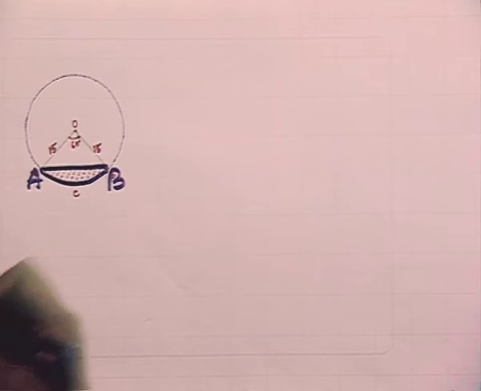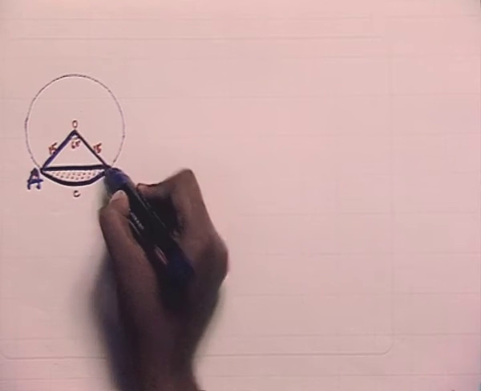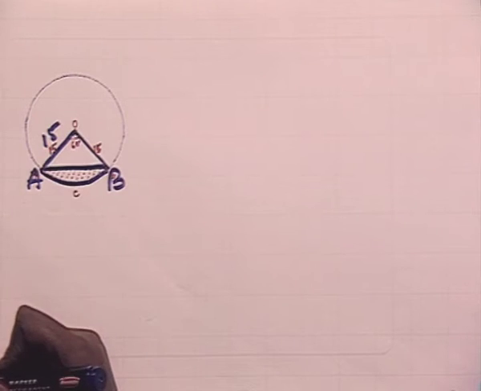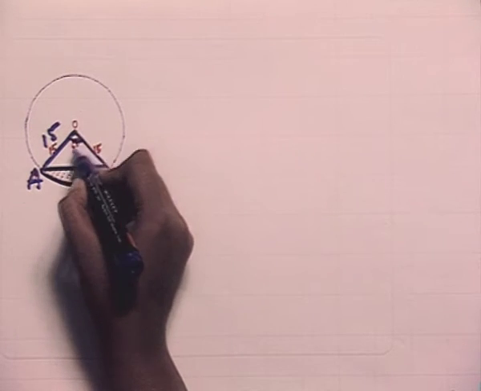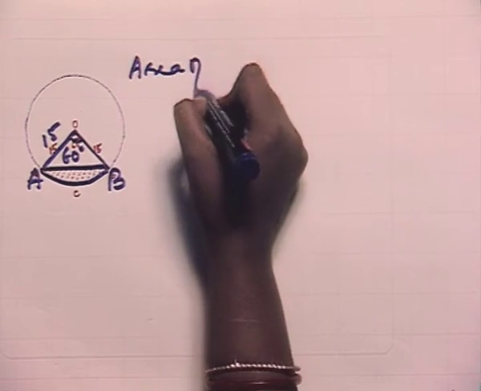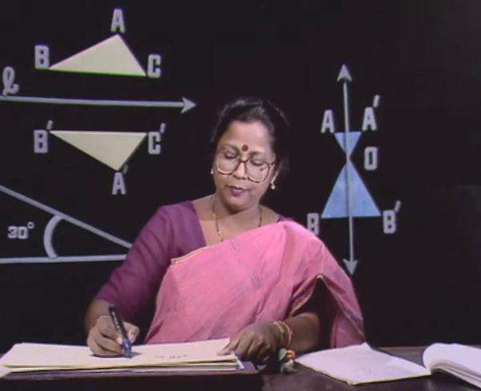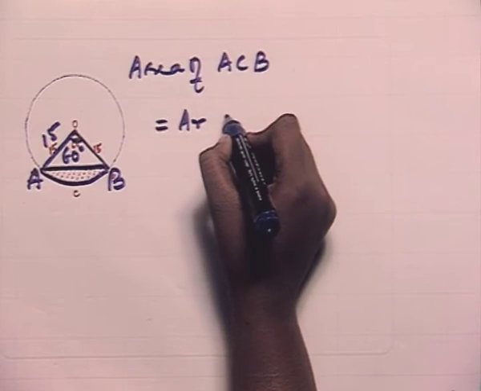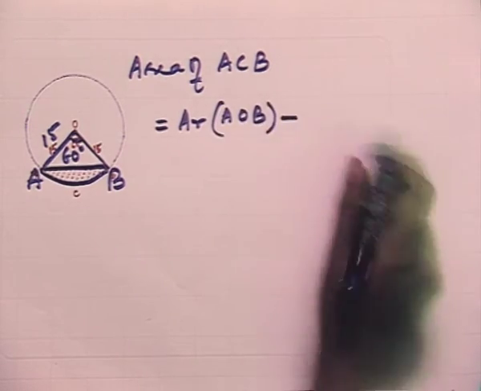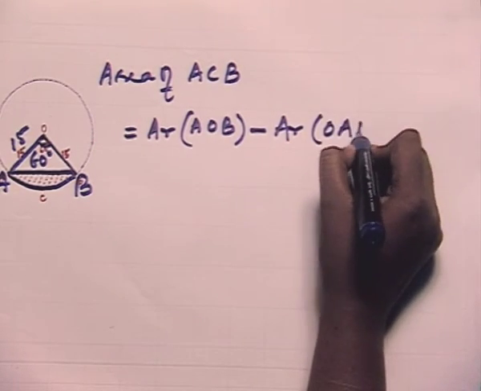Again, we follow the same rule. We join OA and OB. The radius of the circle is given to be 15 centimeter and the angle made at the center is 60 degree. Therefore, area of the segment ACB is equal to area of the sector AOB minus area of the triangle OAB.